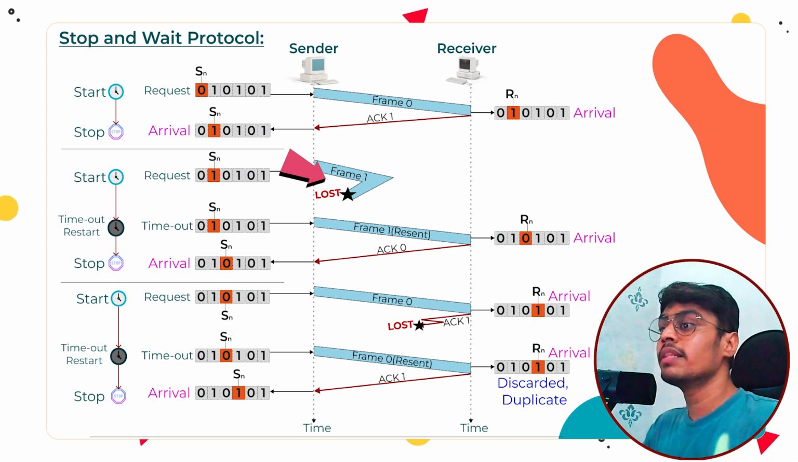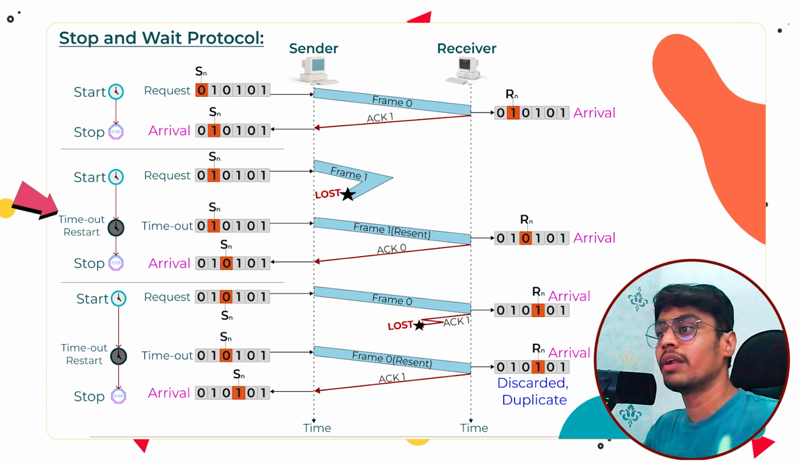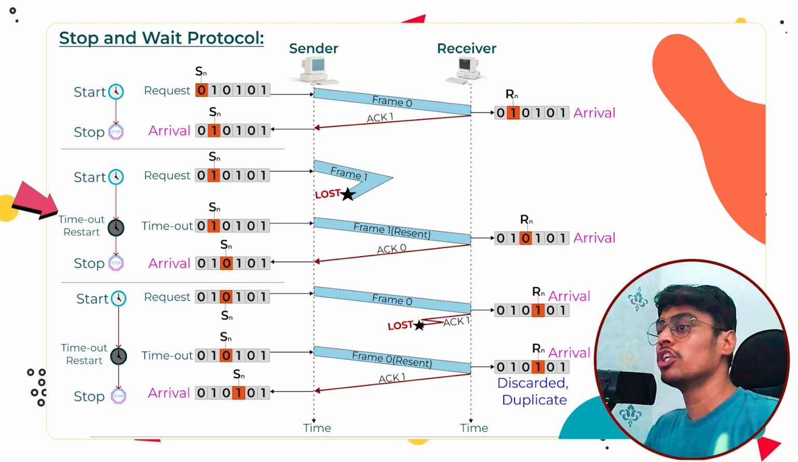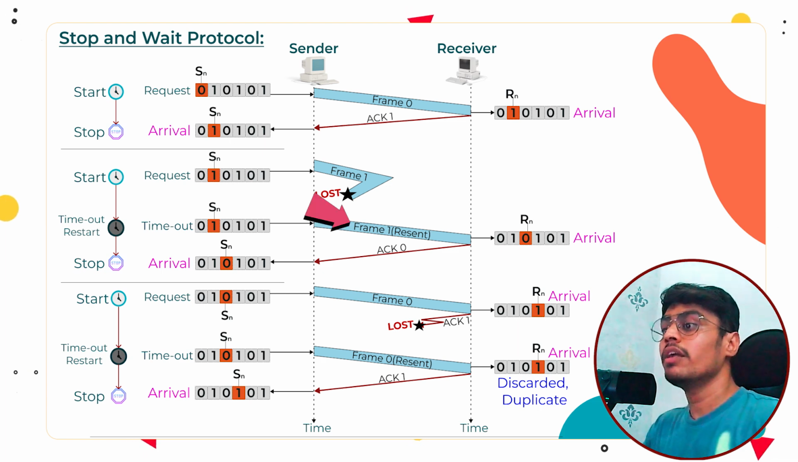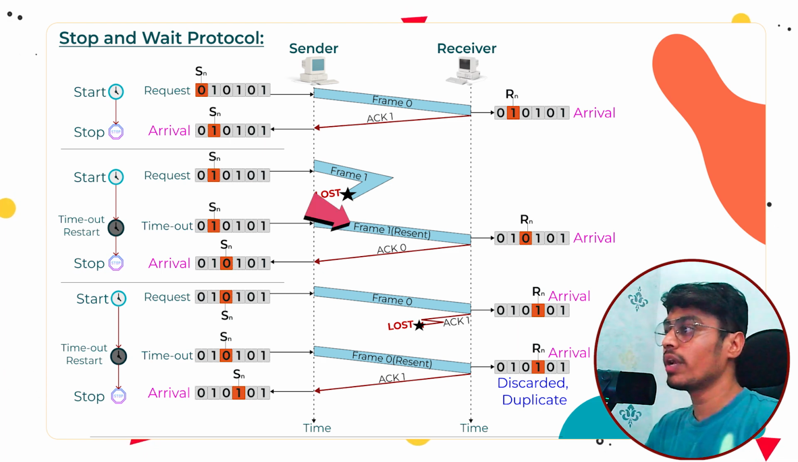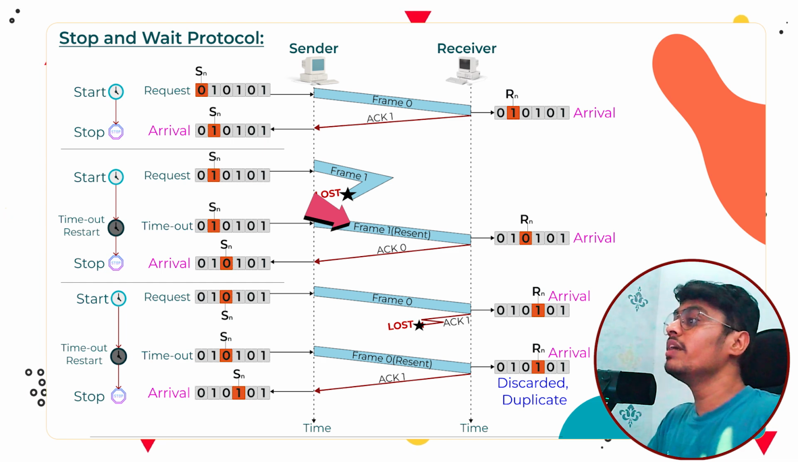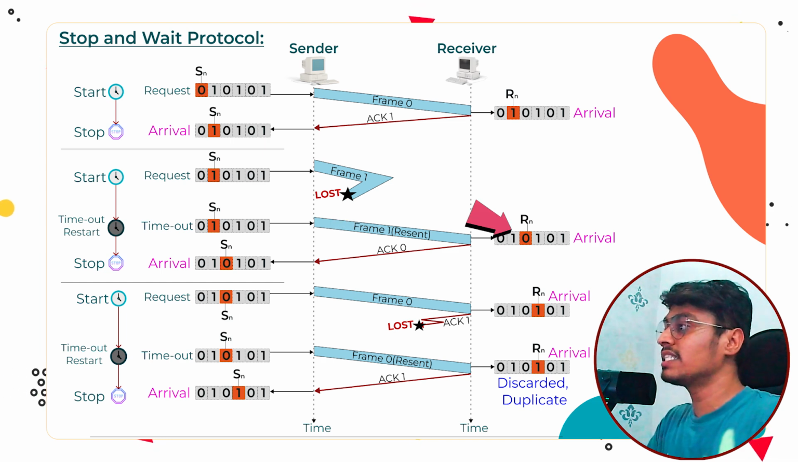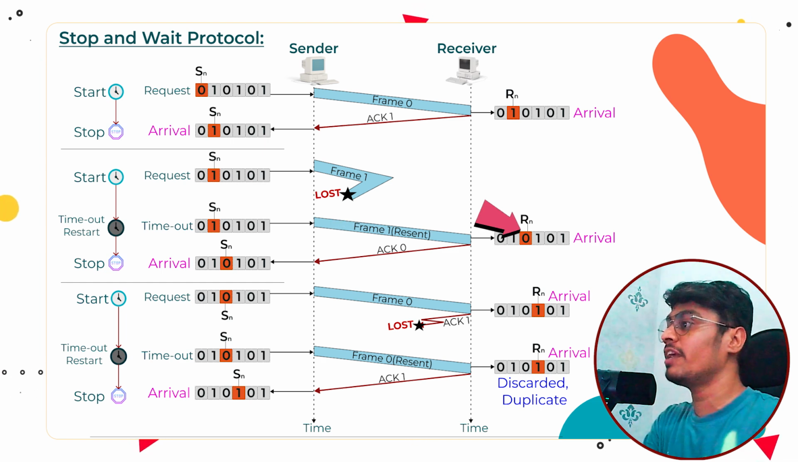Then what happens? The sender waits up to the timeout timer, hoping to receive the acknowledgement. But when it doesn't arrive, what do we do? We restart, or you can say we resend that frame. Now here you can see we resend frame number 1. The receiver accepts it and moves to expected frame 0.